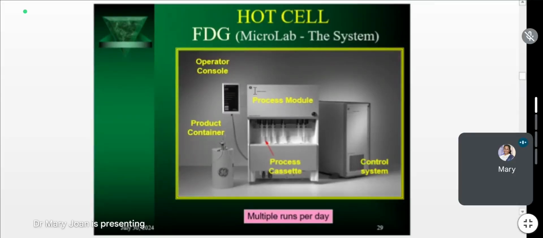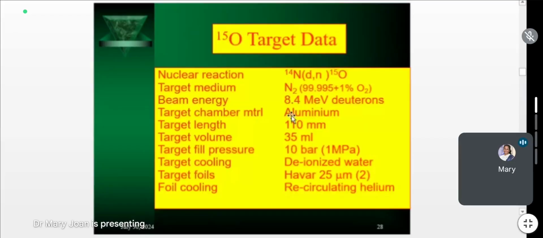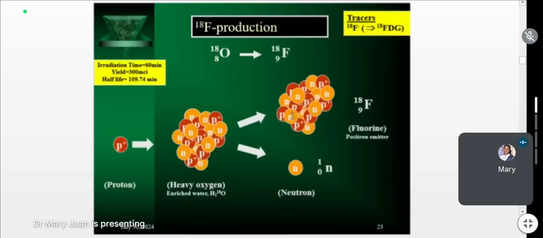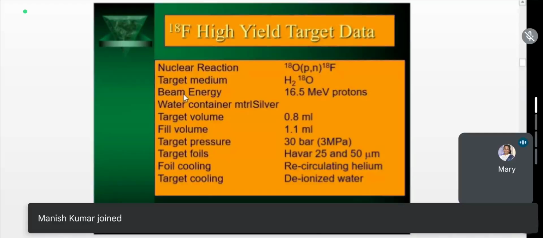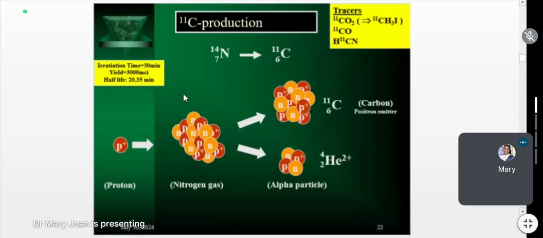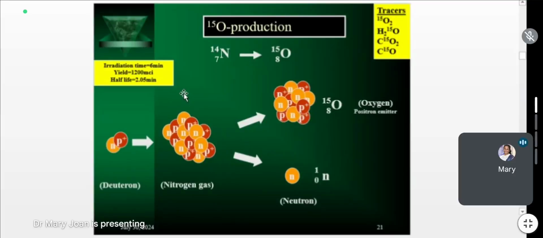So this is the picture of a hot cell where FDG is produced. In the cyclotron, the FDG is produced and we get it out at the other side of the cyclotron. And we can have multiple runs per day. We have seen that in a cyclotron, by one run, the target yield is somewhere around 300 millicurie for F18 and 3000 millicurie for carbon 11 and 1200 millicurie for oxygen 15.